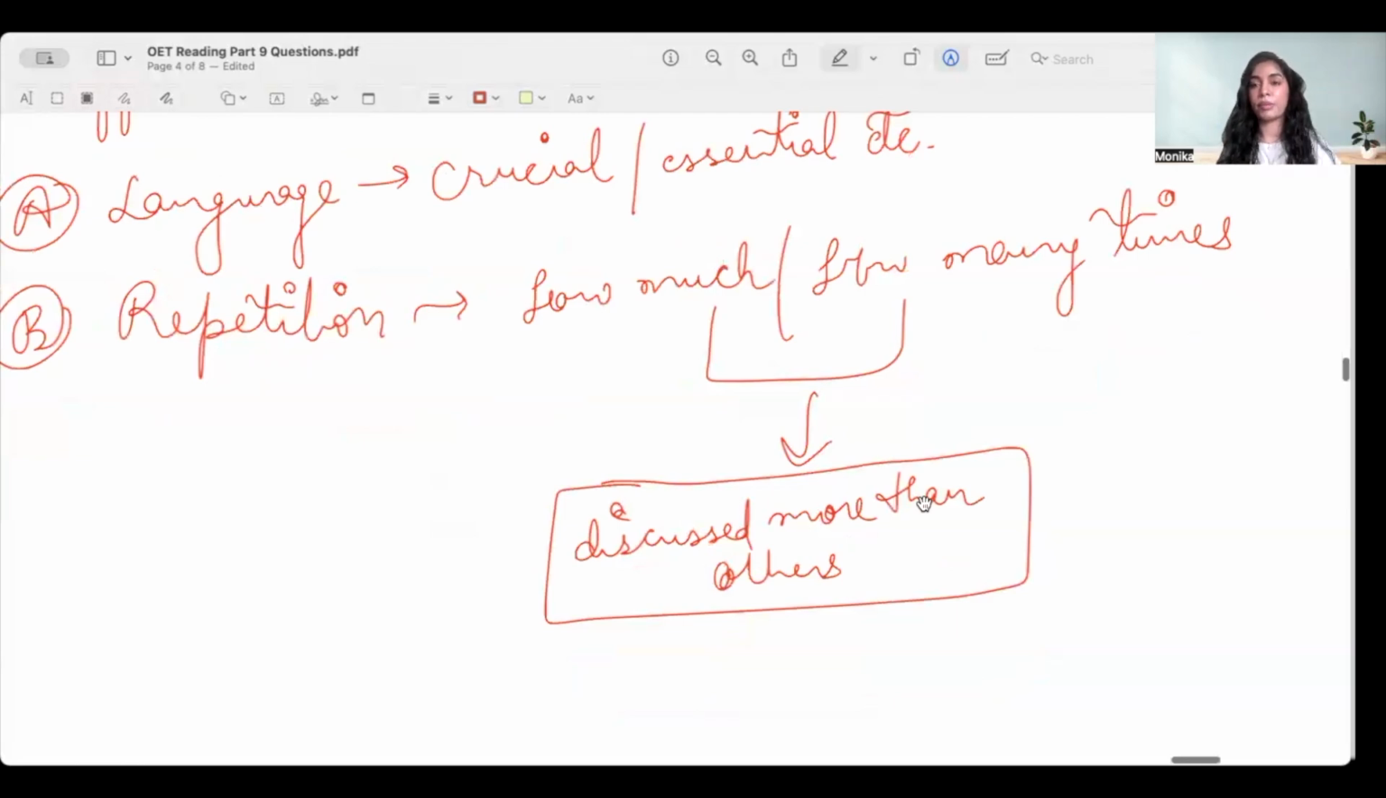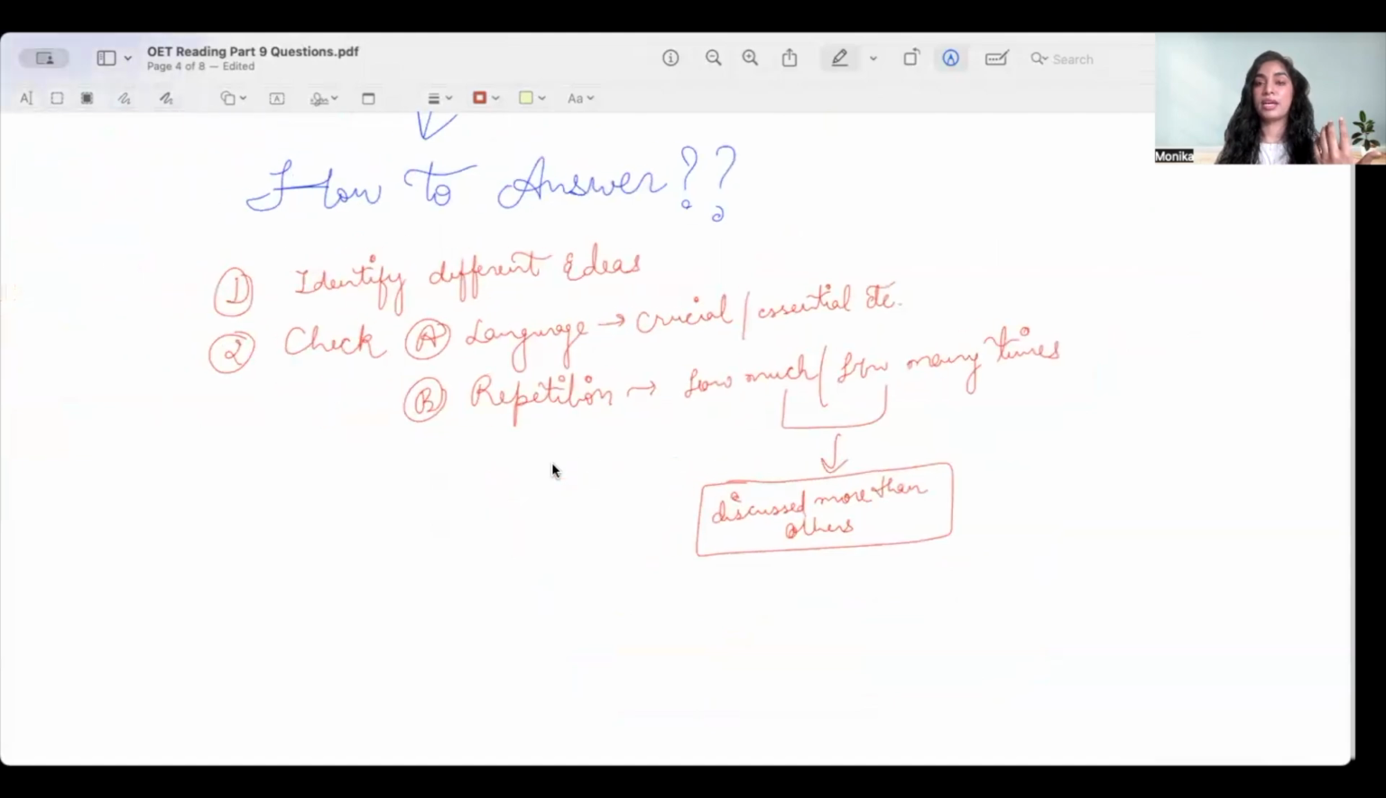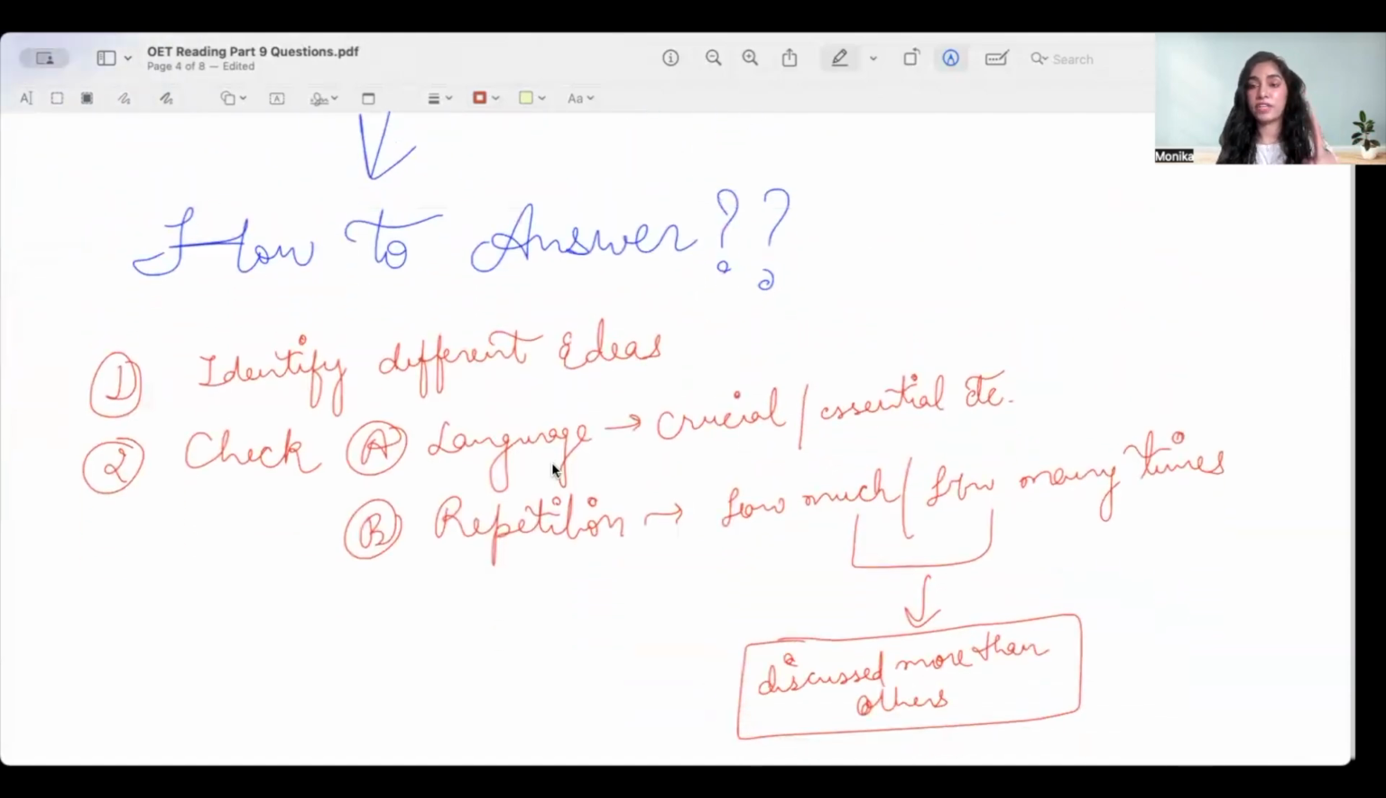Once again, remember, if you want to know how to answer questions about main idea, identify different ideas, check which one is being discussed more or which one is being highlighted as more important by using this language. Now let's get back to our question.